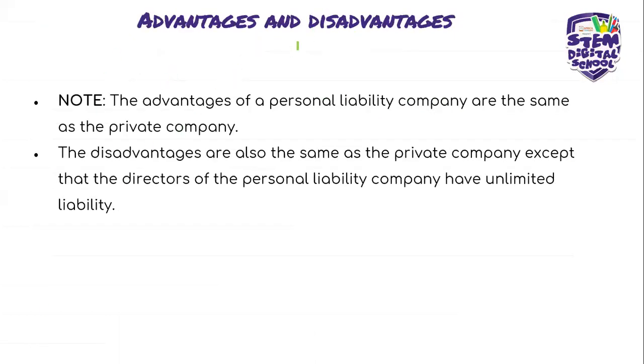And we also touched on its advantages and disadvantages, right? So the advantages and the disadvantages are the same as your private company, except that the directors have personal liability, basically unlimited liability. So guys, now you should know the difference between a personal liability company and a private company.